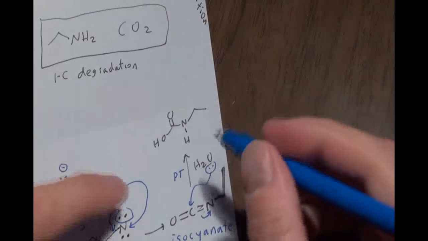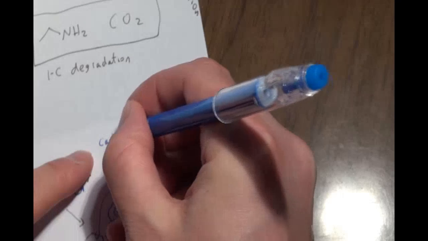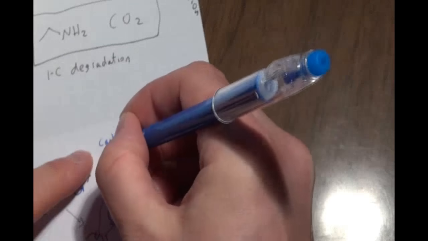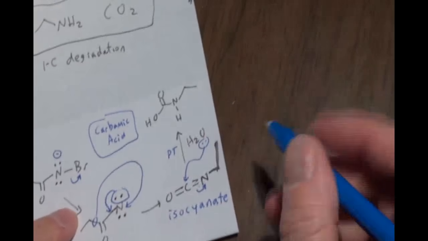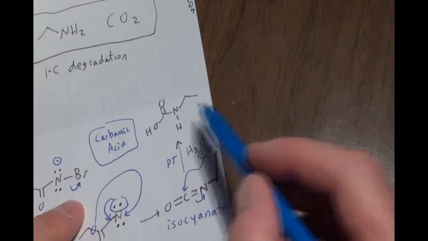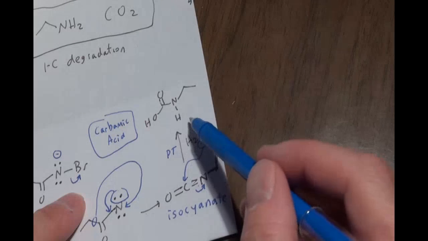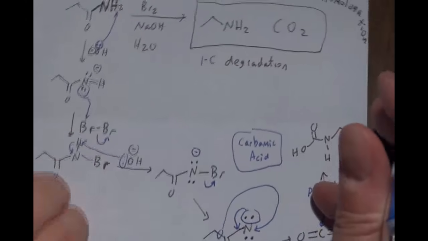This has a name too, so there are names for all these intermediates. This one is, I'm going to draw over here, carbamic acid. C-A-R-B-A-M-I-C acid. When you do this on your notes, you should make this larger and spread it out. I don't have too much space, okay?